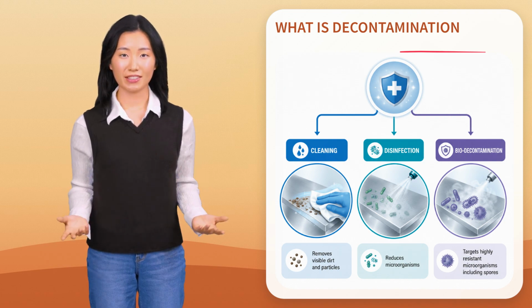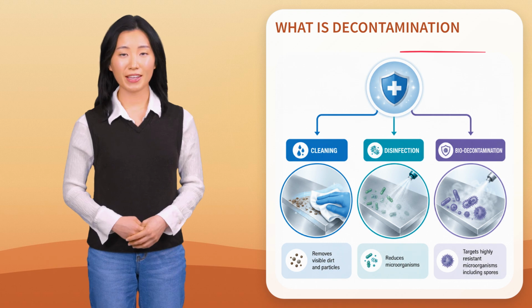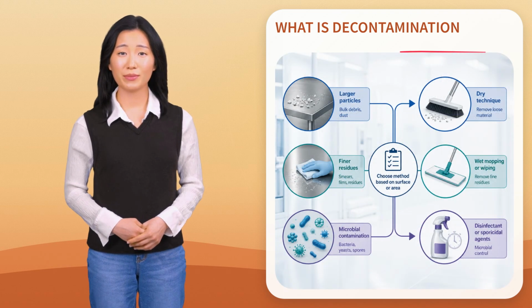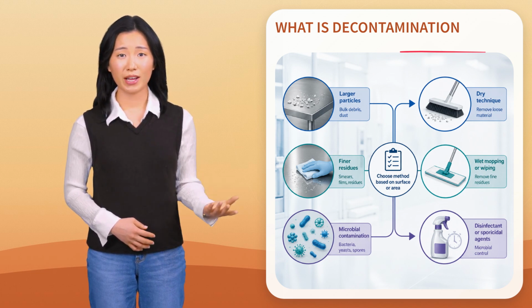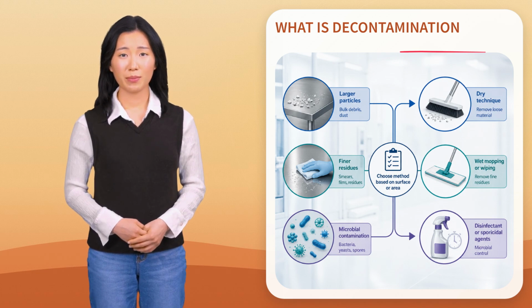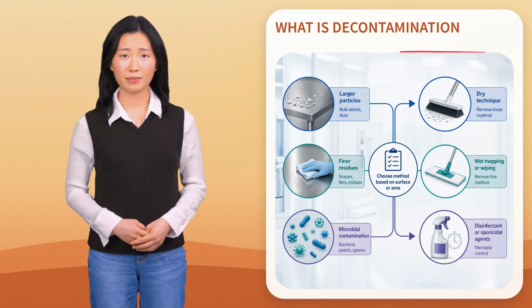In some cases, biodecontamination is used to eliminate even the most resistant microorganisms, including spores. Different methods suit different surfaces or areas. For example, dry techniques remove larger particles, while wet mopping or wiping captures finer residues. Specific disinfectants or sporicidal agents are applied to manage microbial presence effectively.